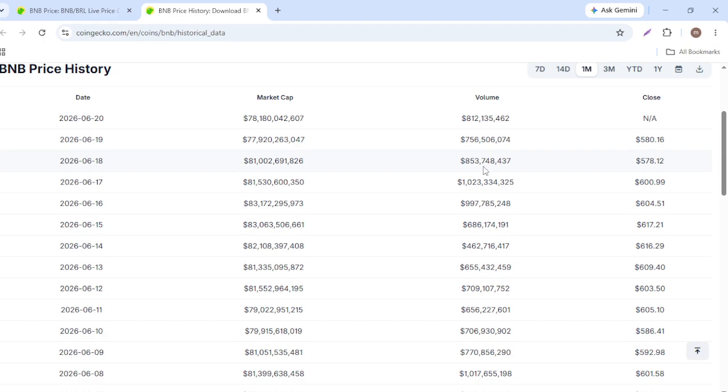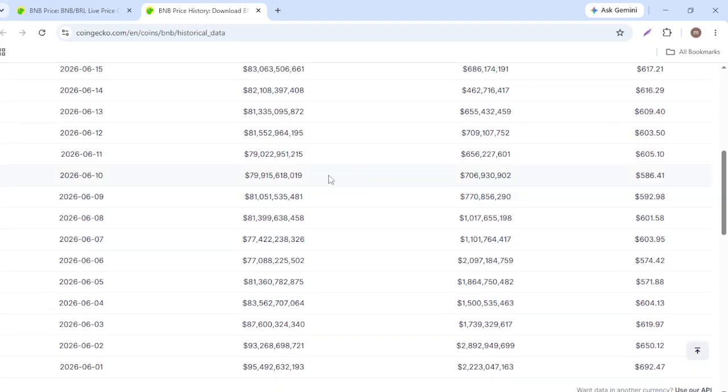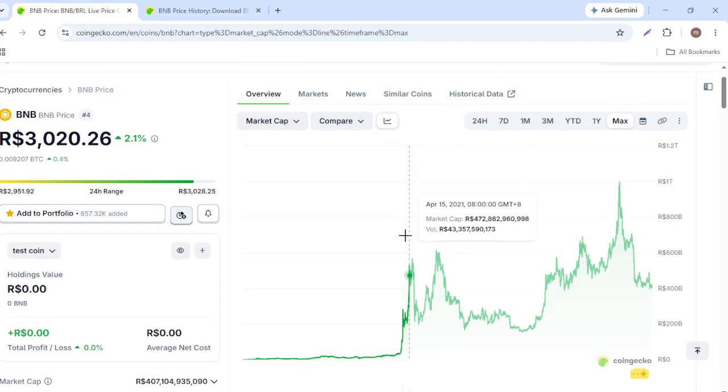deep dive, this data is your best weapon against market misinformation. Use it, verify it, and stay ahead. And that's it. That is how you can check historical data of the specific coin.